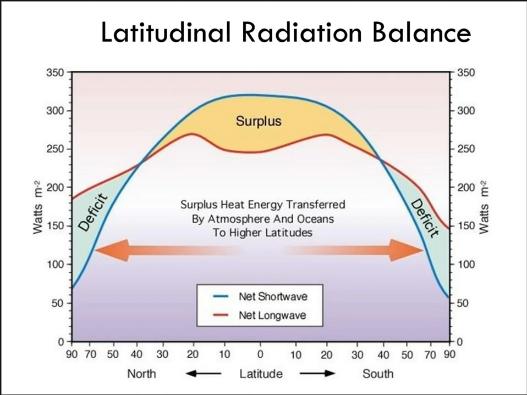Surplus energy at low latitudes and a deficit at high latitudes results in the energy transfer from the equator to the poles. This is the main transportation of energy and causes atmospheric and ocean circulation. If there were no energy transfer, the poles would be about 25 degrees Celsius cooler, and the equator would be about 14 degrees Celsius warmer. So this energy transfer mechanism, or transport, is very important.